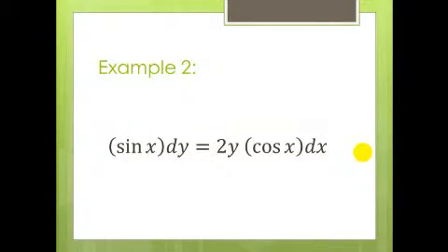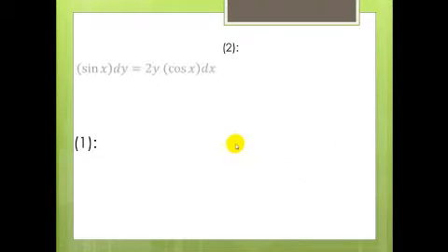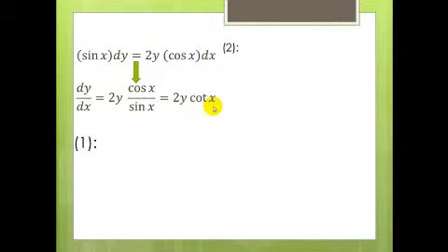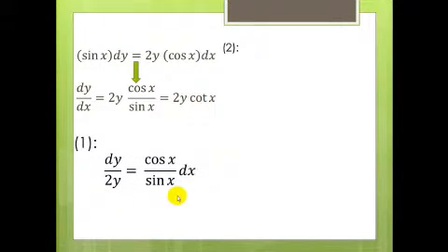Let's proceed to example 2, which is sin x dy is equal to 2y cosine x dx. It can be observed that the given equation is variable separable. Thus, we can rewrite it to this form: dy over 2y equals cosine x over sine x dx.